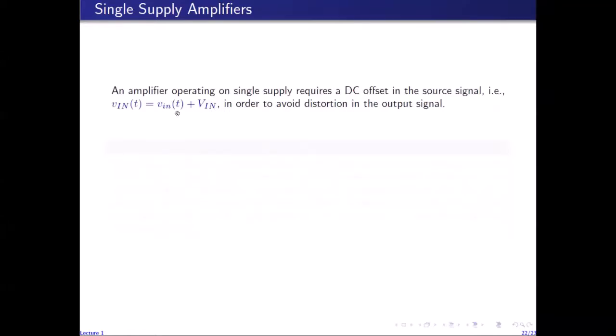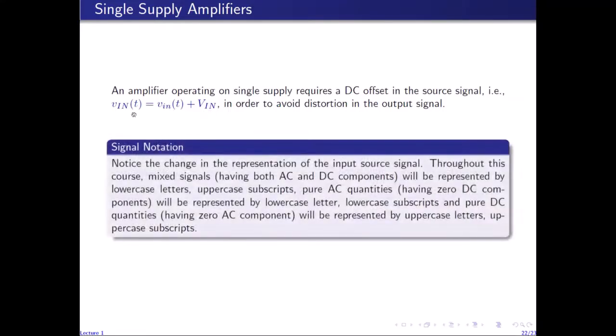So now that we have different types of signals, we have AC signals, we have DC signal, we have a mixed signal. In order to differentiate these signals from one another, I will use, for example, for a DC electrical signal, uppercase symbol with uppercase subscript. For an AC signal, I will use lowercase symbol with lowercase subscript. And for a mixed signal, I will use lowercase symbol with an uppercase subscript. Throughout the course, I will keep on following this convention.